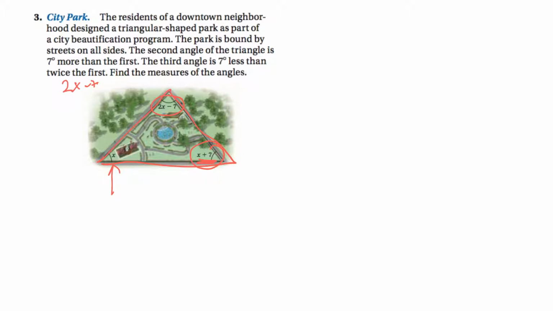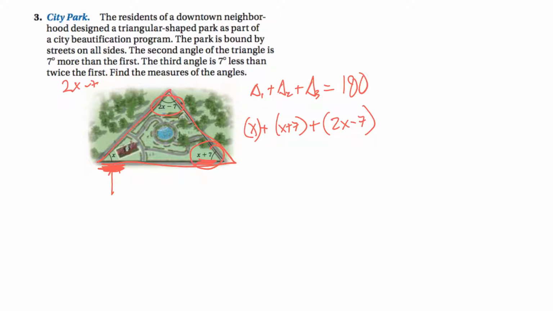Well, one thing we'd need to know about triangles is that if you add up all the angles, so the first angle plus the second angle plus the third angle, they have to come out to 180. We don't know what the numbers are, but we do know how they're related to each other. So the first angle is x, plus the second angle is x plus 7, and the third one is 2x minus 7. So if I add those three angles up, it has to give me 180.